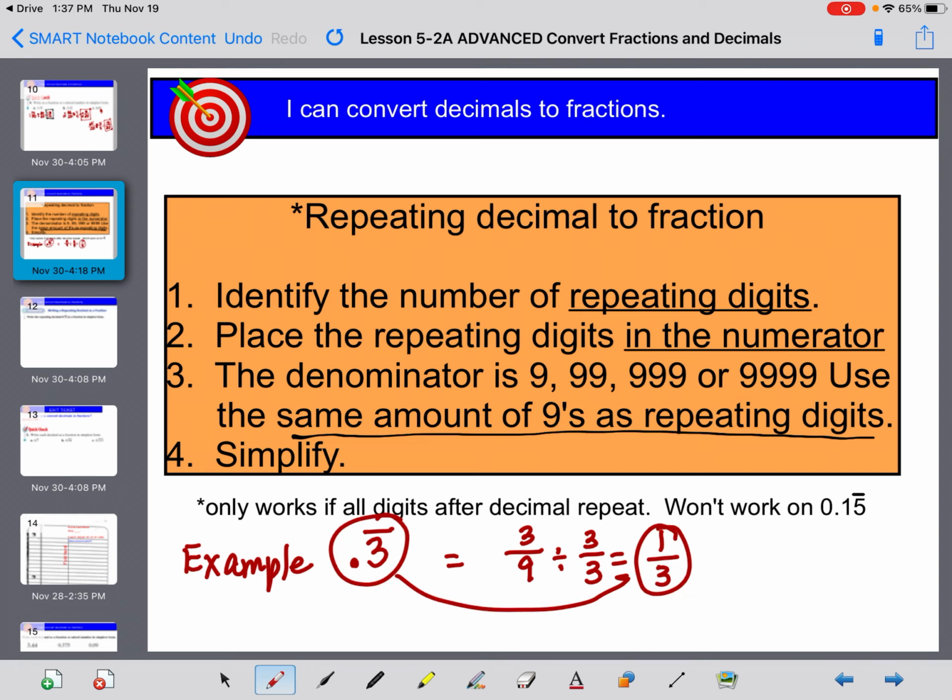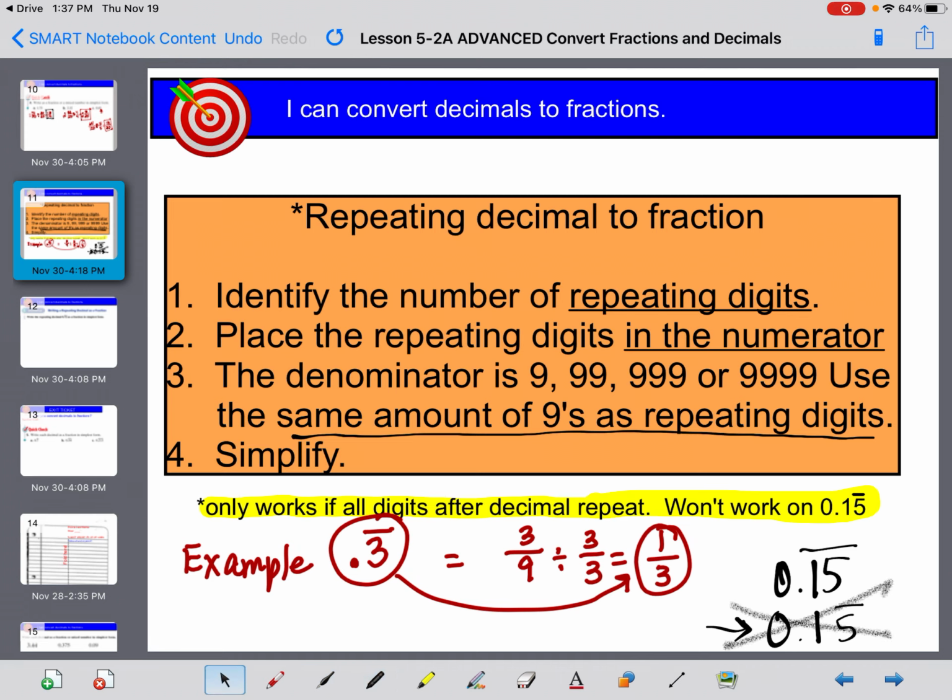Now, a side note, this only works if all of the digits after the decimal repeat. It won't work on something like 0 and 1500ths, where only the 5 of the 1500ths is repeating. It will work if you have 0 and 1500ths like this. It won't work if it's like this. Doing problems like this is above the 7th and 8th grade standards, so you will not encounter any of those. You will only encounter ones that this will work for. But I just want you to be aware.